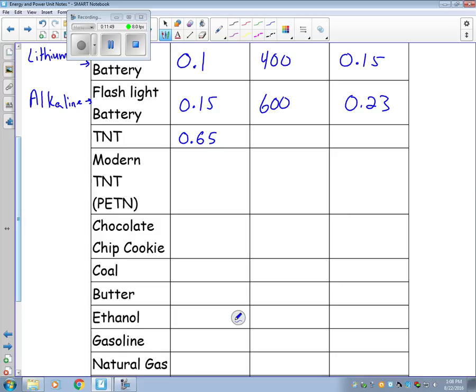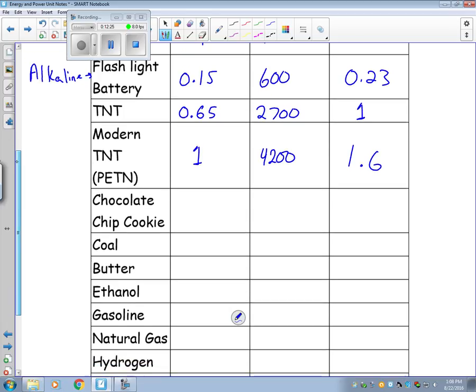Now dynamite itself, if I had 1 gram of dynamite, 0.65 calories, or roughly 2,700 joules. So if I were to compare that to dynamite, obviously 1 gram of dynamite would be 1 gram of dynamite. Okay, now dynamite has changed over the years. We have some modern dynamite. Instead of TNT, it's PETN. So 1 gram of this would have 1 calorie. So notice it's a little more explosive. It has more energy. 4,200 joules. And 1.6. So now we finally crossed that threshold. We've got something that's worth more than TNT.